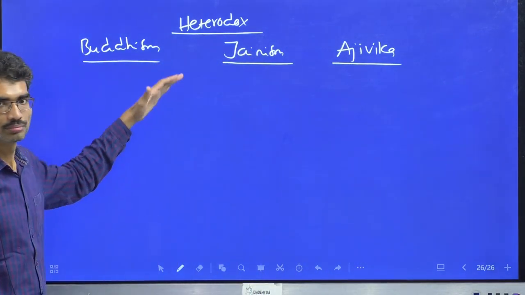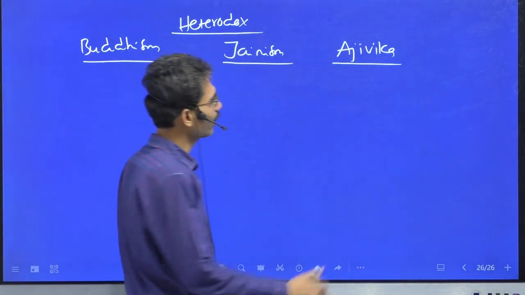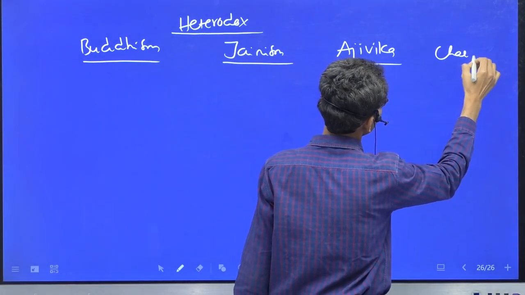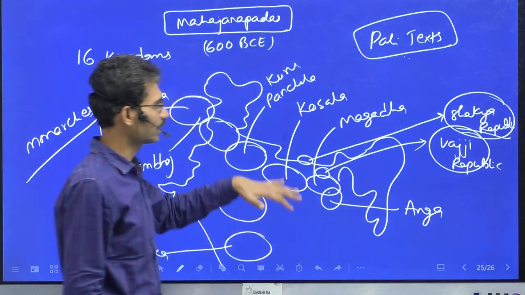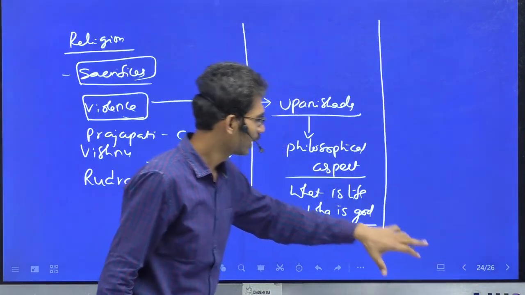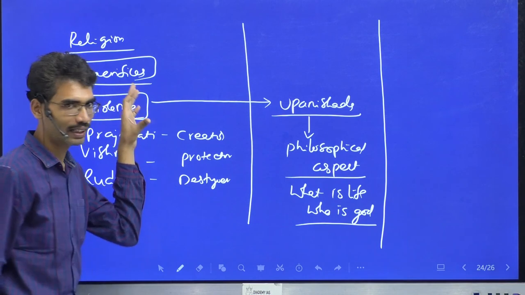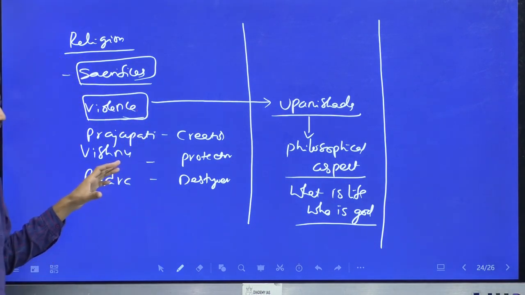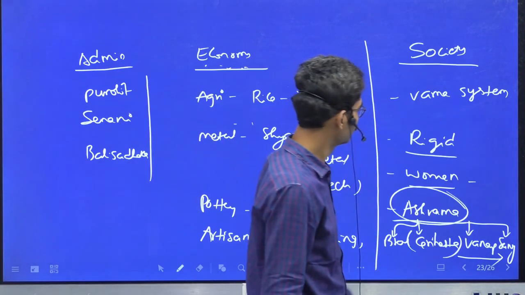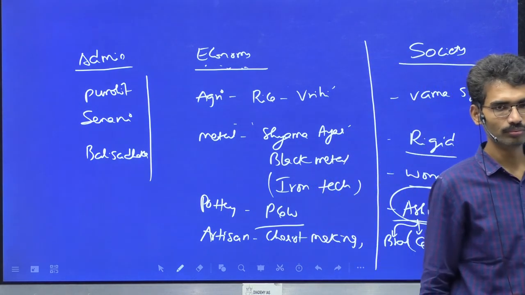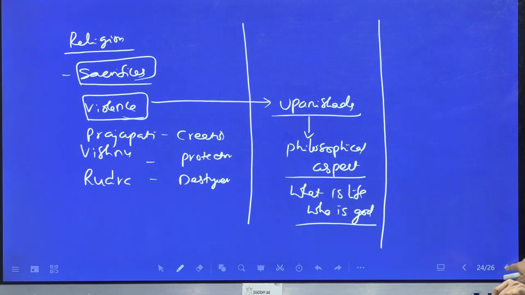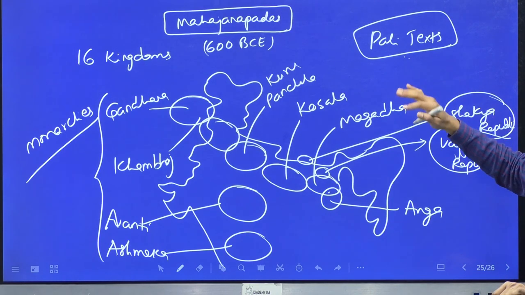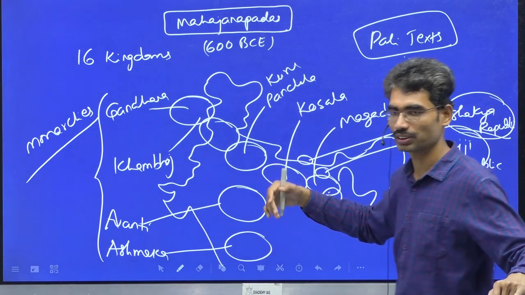So Buddhism, Jainism, Ajivaka, Charvaka. You can see, during the later Vedic time period, this is the kind of religion, and this is the kind of society. Varna system, ashrama system, violence. In addition to that, trade also flourished.